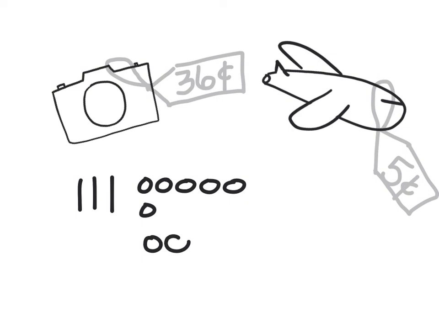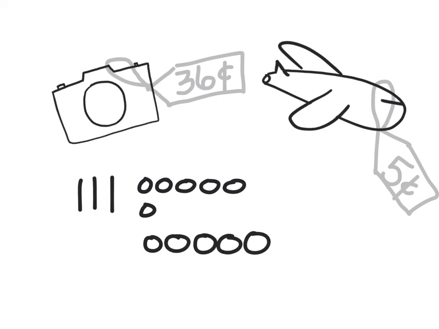All right, we are buying a camera and a toy airplane. The camera is 36 cents. 10, 20, 30, 31, 32, 33, 34, 35, 36. And the airplane is 5 cents. So no tens in that one, just ones. 1, 2, 3, 4, 5.